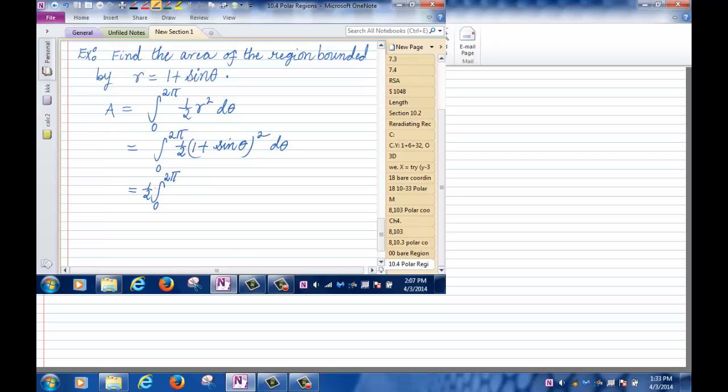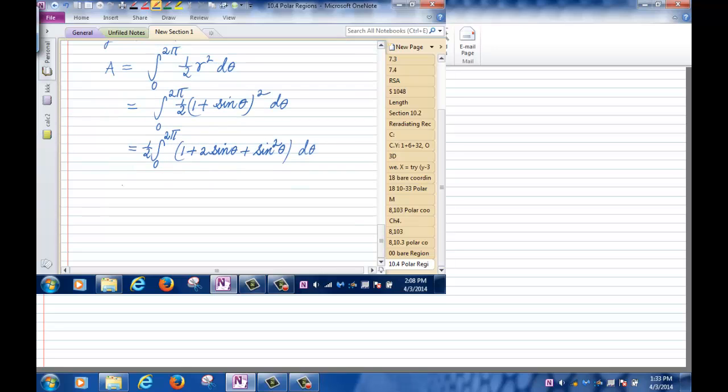No. What you need to do is you have to expand 1 plus sine theta squared. Okay, so here's what you get. 1 plus 2 sine theta plus sine squared theta. Is that it? If I expand it, is that all I get? Okay, so now I can integrate term by term. So notice that first of all I'm going to get half, 0 to 2 pi of 1 d theta.